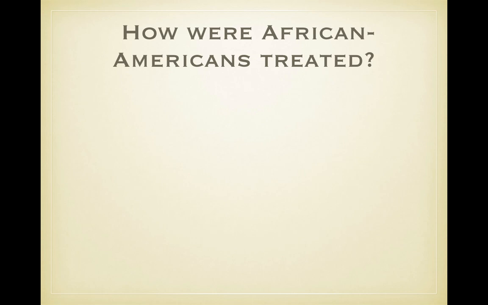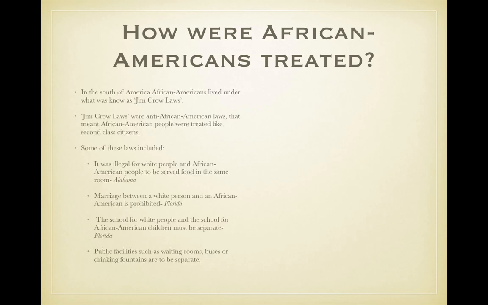So how were African Americans treated? I said before that they were treated unfairly and as second-class citizens, so we'll have a brief look at how they were treated and what sparked the civil rights movement. Why did African American people want change? In the South of the USA, African Americans lived under what were known as Jim Crow laws.